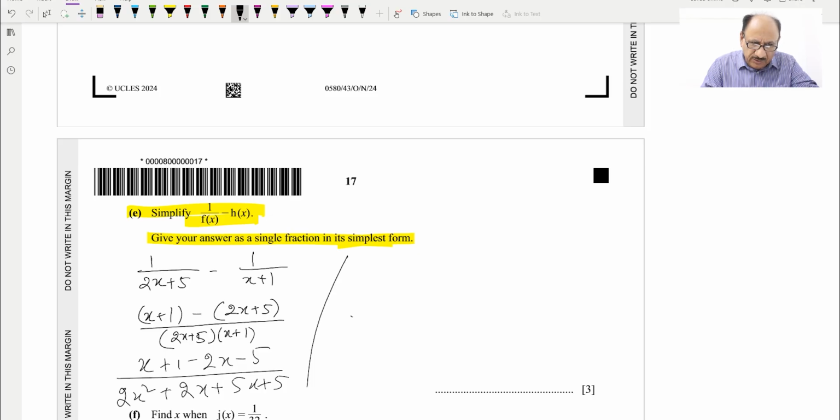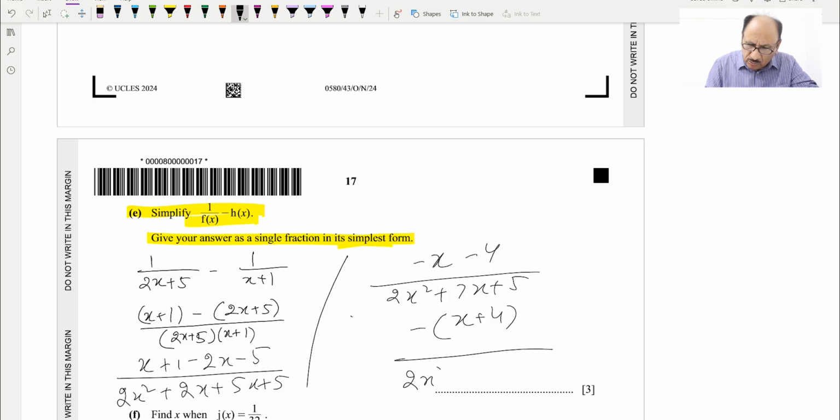So this will be minus x minus 2x will be minus x, and minus 4 divided by, this will be 2x square and plus 7x plus 5. So this will be minus common, inside will be x plus 4 divided by, this will be 2x square plus 7x plus 5. This one, or we can even write, we can keep the denominator as it is also.